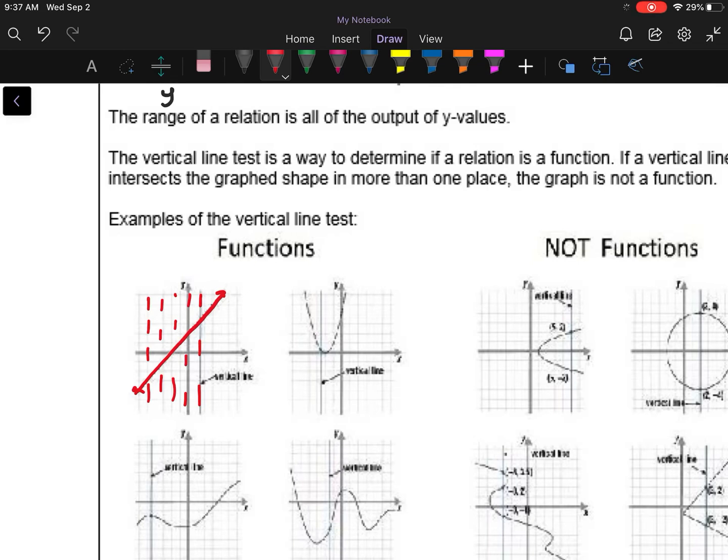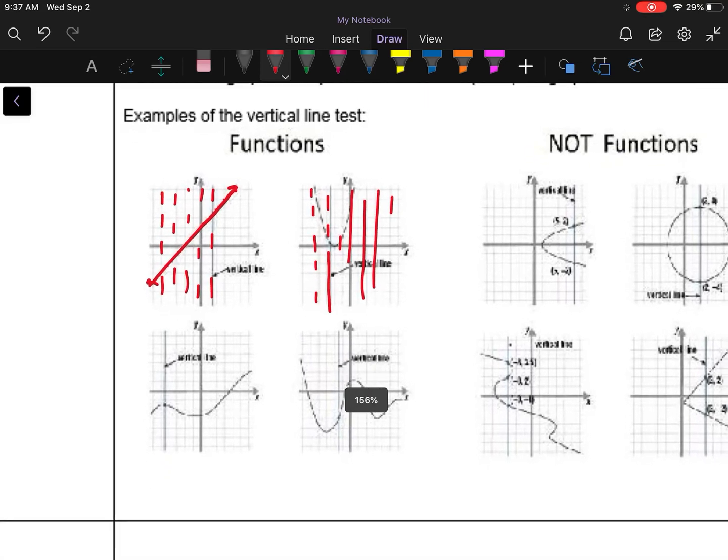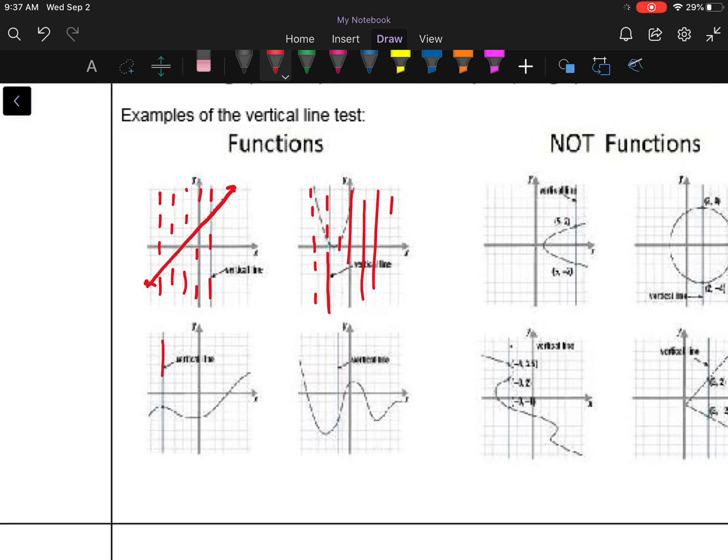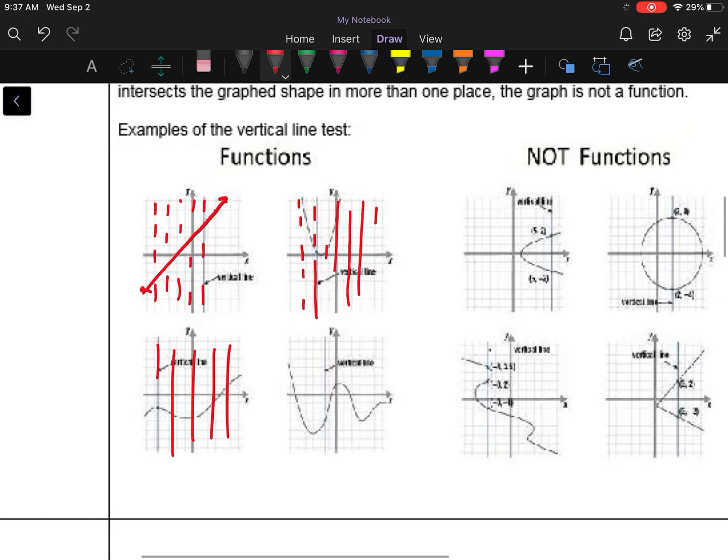Okay, so we're looking at a parabola right here. If we take a vertical straight line and pass it through the graph, we'll see that it never passes it more than once. And that works for all of these. So these would be functions based off the vertical line test. Just visually, you can see that really easily. These are functions because a vertical line does not hit more than one point on the graph.